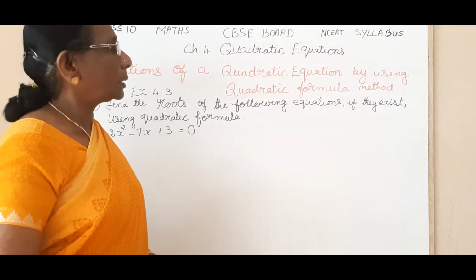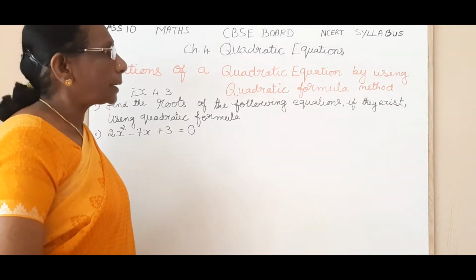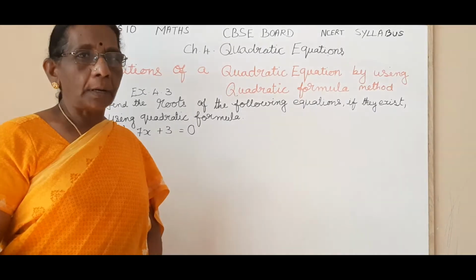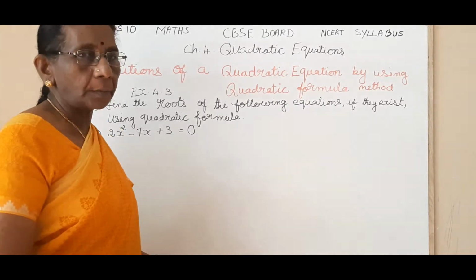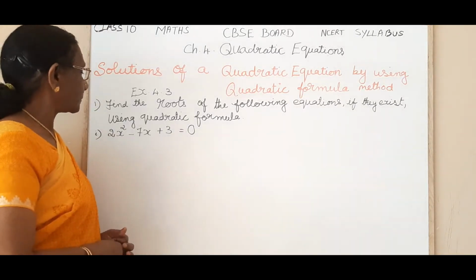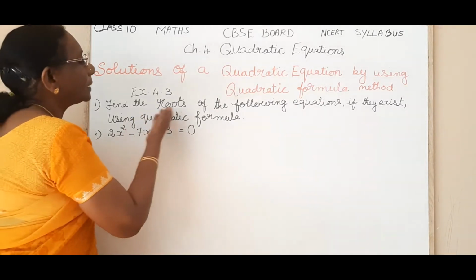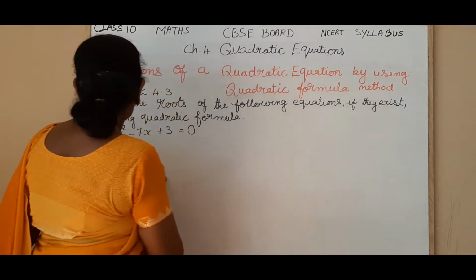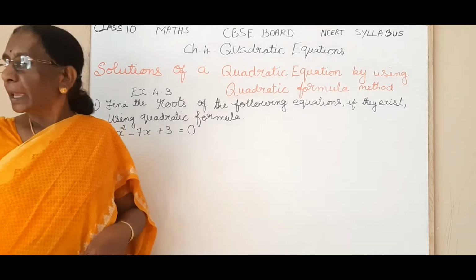Okay, and today we'll continue this chapter, quadratic equations, and we are going to find the solutions of the given quadratic equations by using the quadratic formula. We are going to do the sums in exercise 4.3, sum number 1. Question number 1 is 2x squared minus 7x plus 3 is equal to 0. We are supposed to find the roots of the following equations if they exist using the quadratic formula. Why does the question say "if they exist"?